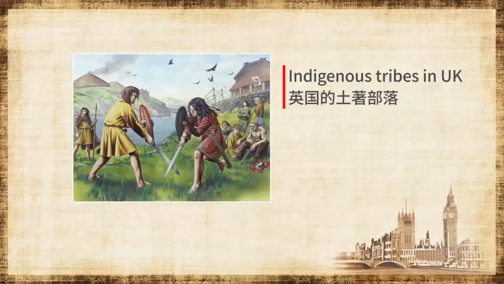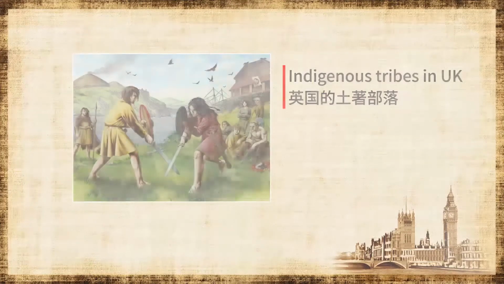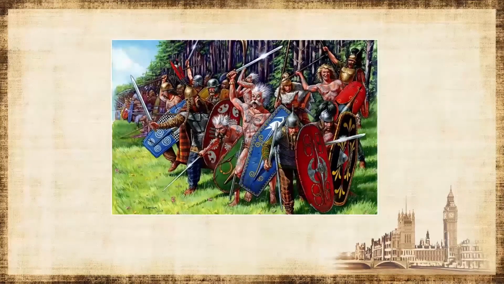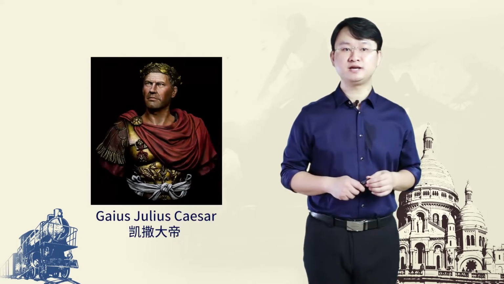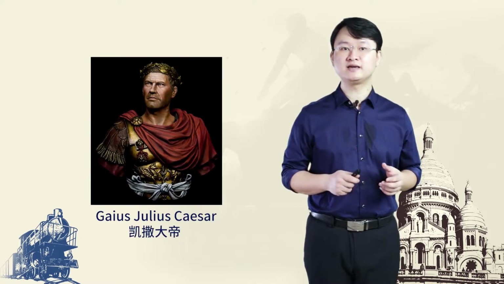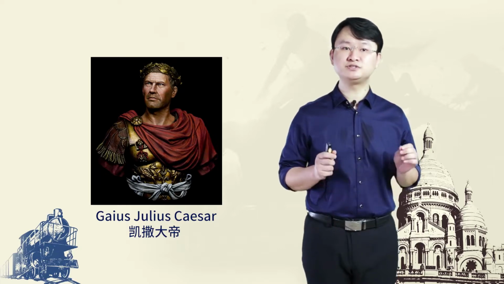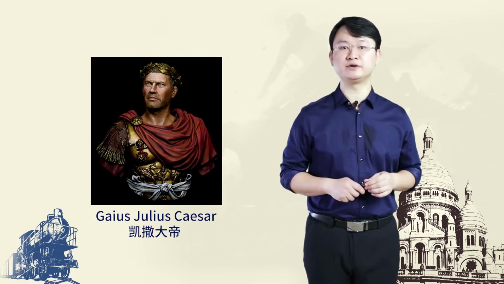Before the 1st century AD, Britain was made up of many tribal kingdoms of Celtic people, a powerful culture originating in Central Europe. In 55 and 54 BC, Roman general and future dictator Gaius Julius Caesar launched two separate invasions of the British Isles, though neither resulted in a full Roman occupation of this island.